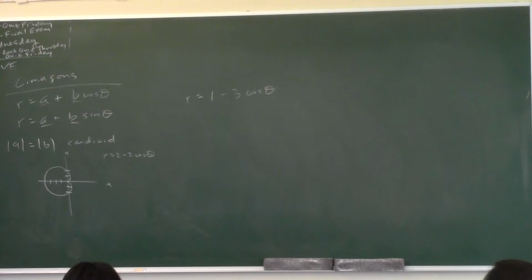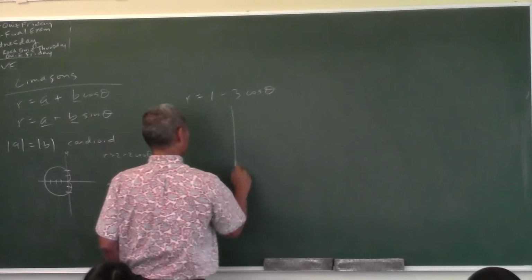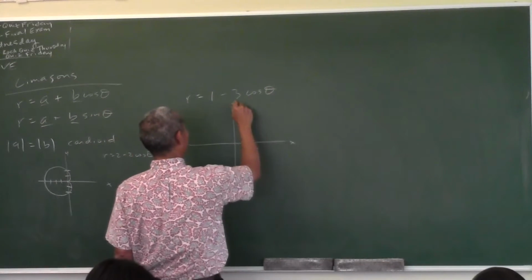Okay, so let's do that. r = 1 minus 3 cosine theta. Graph it. It's a circle and a circle. So it's like a cardioid, but it has a loop inside it. It's a moon. For those of you watching on video, let me graph it for you.